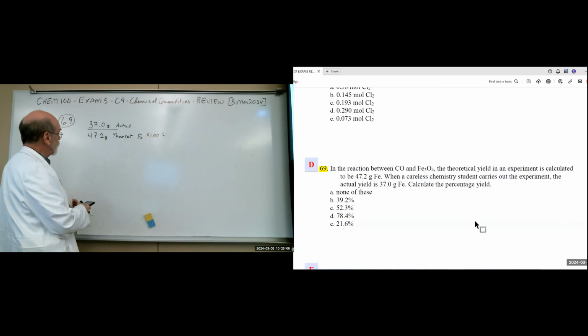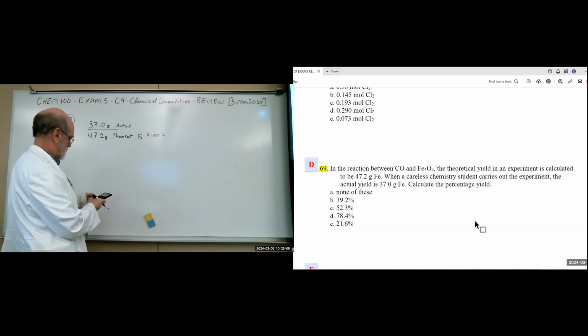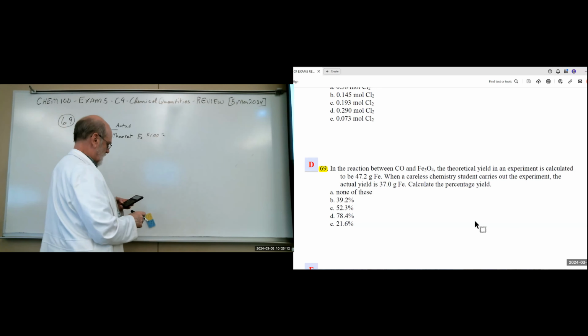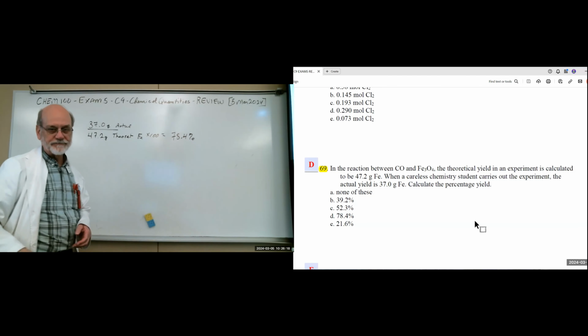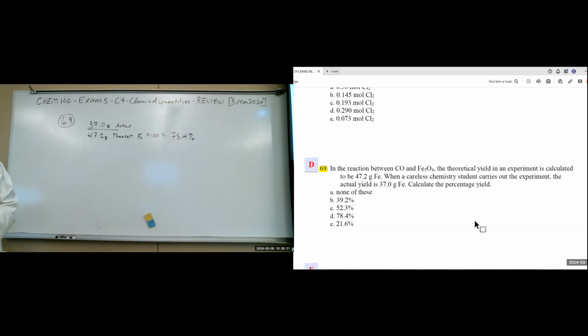This is actually simpler than the one we did before. I get 78.4% yield. That would be D.